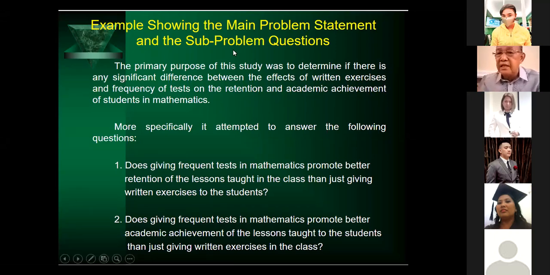All right. I'm requiring you in formulating your conceptual framework of the study. So this is our major problem. And here are some possible specific problems that your study can answer. First, does giving frequent tests in mathematics promote better retention of the lessons taught in the class than just giving written exercises to the students? As practicing teachers, what are your personal experiences? Does giving frequent tests promote retention of the lessons taught than just giving written exercises to the students?